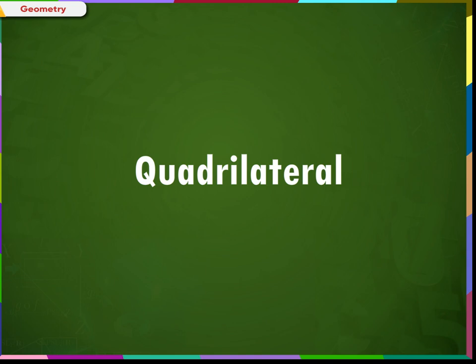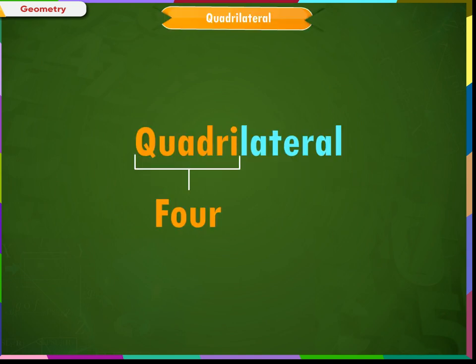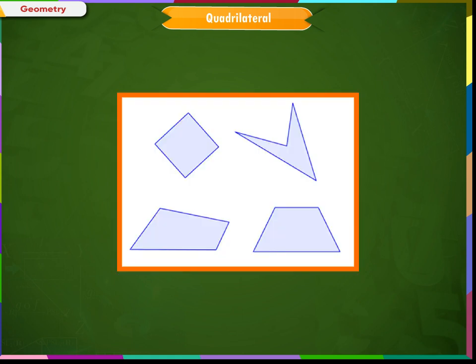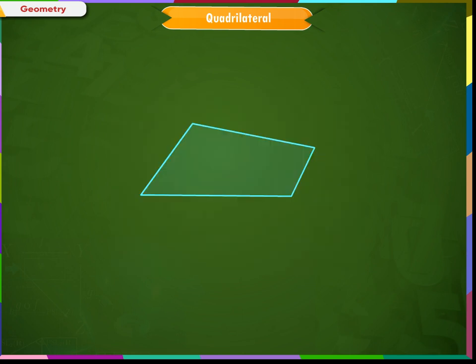Quadrilateral. As the name suggests, quadri means 4 and lateral means sides. If we observe, all these pictures have shapes which have 4 sides. All these shapes are quadrilaterals. A quadrilateral is a closed figure with 4 sides. This figure is closed. As you can see, there are no gaps between sides.